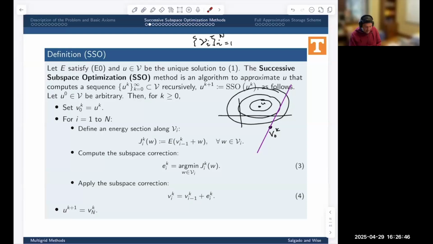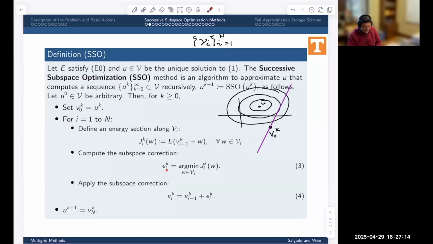Once we have that minimum, and it looks like, if I'm in this one-dimensional setting here, the minimum is somewhere maybe there, right? Because I can think about cutting this ellipsoidal energy along a section, a one-dimensional section, and then I'm going to minimize that along that one dimension. And so it looks like the minimum point is going to be there. Okay, once I get that minimum, I'm going to call that the correction.